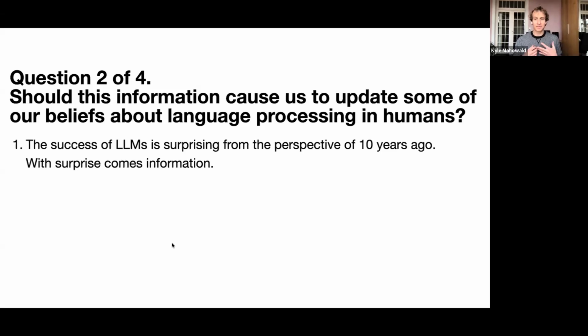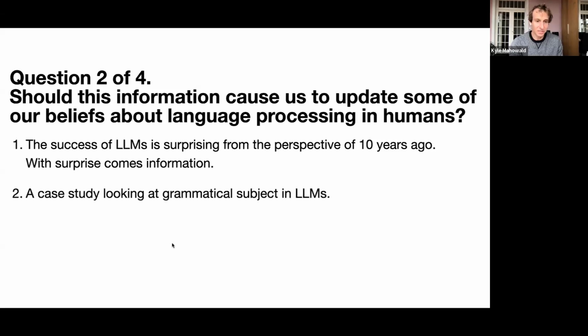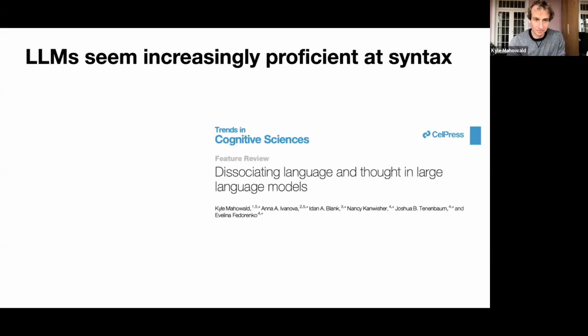And I would argue that from the perspective of 10 years ago, the success of language models is surprising. And so with that surprise does come some information, right? And that we should think about that seriously in terms of how we have been thinking about some linguistic questions. And then I'll briefly go through a case study looking at grammatical subject to illustrate that.